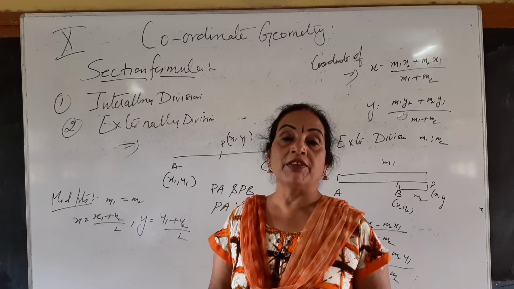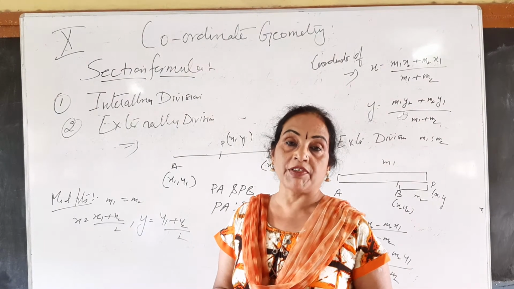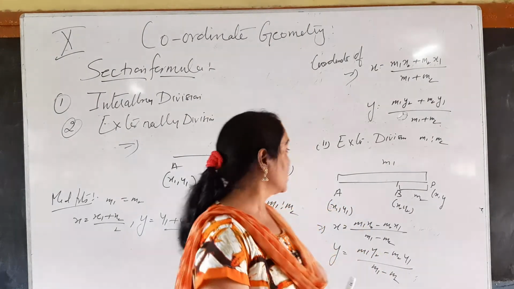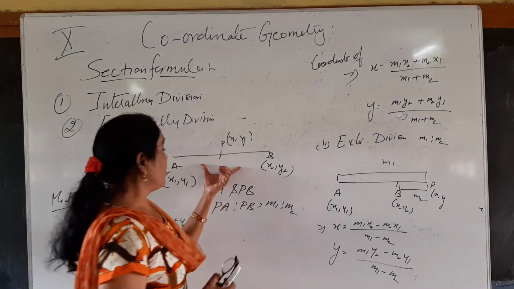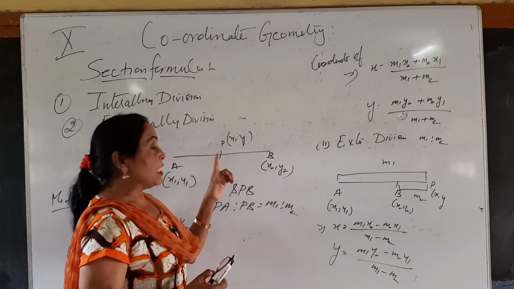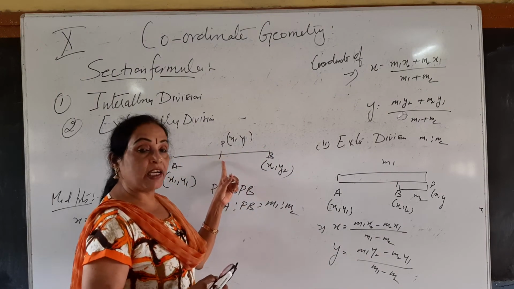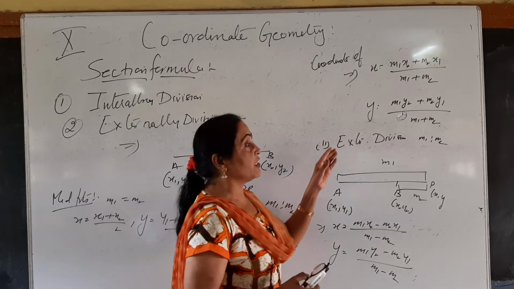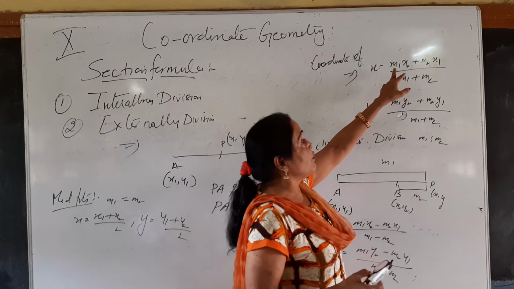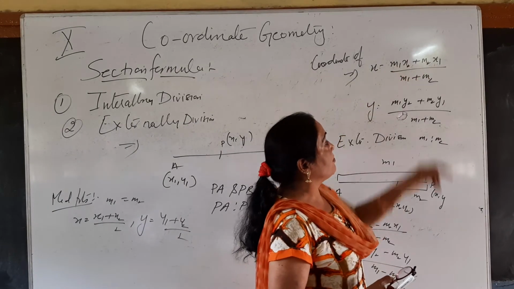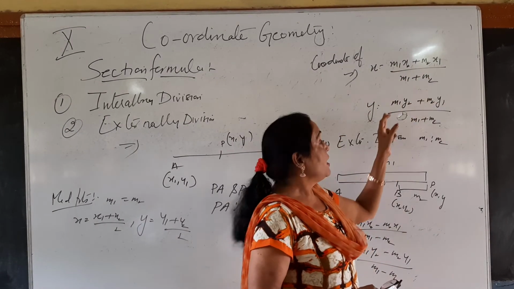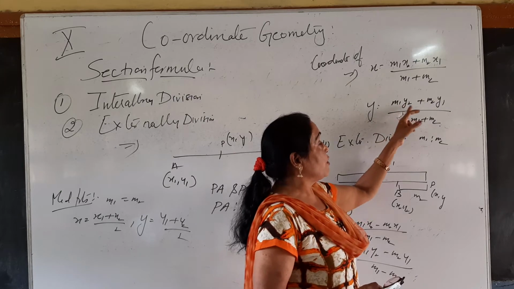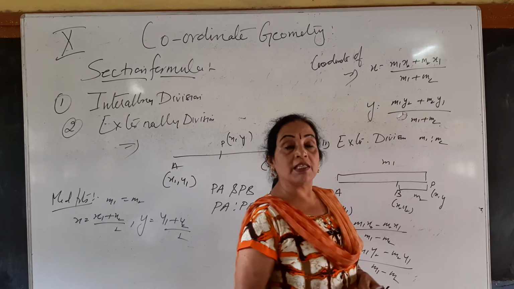First internal division, next is external division. Internal division means if AB is the given line and P is the point we divide internally in the ratio m1 is to m2, you have to find the coordinates of P. So you will use the formula x equals m1 x2 plus m2 x1 upon m1 plus m2, and y will be m1 y2 plus m2 y1 upon m1 plus m2.